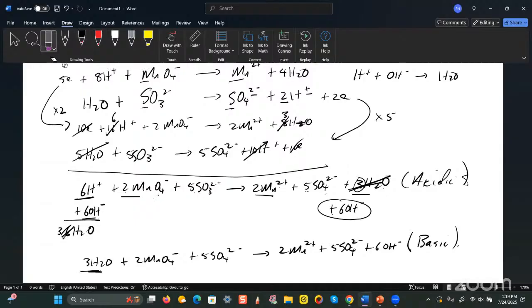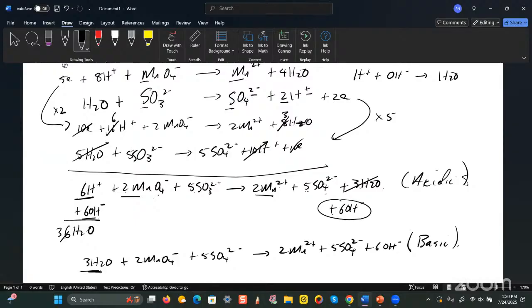Let me erase this here. Before, 6H plus and 6OH minus gives you 6 water molecules. Here, we had 3 water molecules. So these 3 water molecules will cancel out 3 of these, leaving behind 3. You see what I'm saying? So that's why you have 3 water molecules here, and no water molecules left on the right side. Any other questions about this particular example?